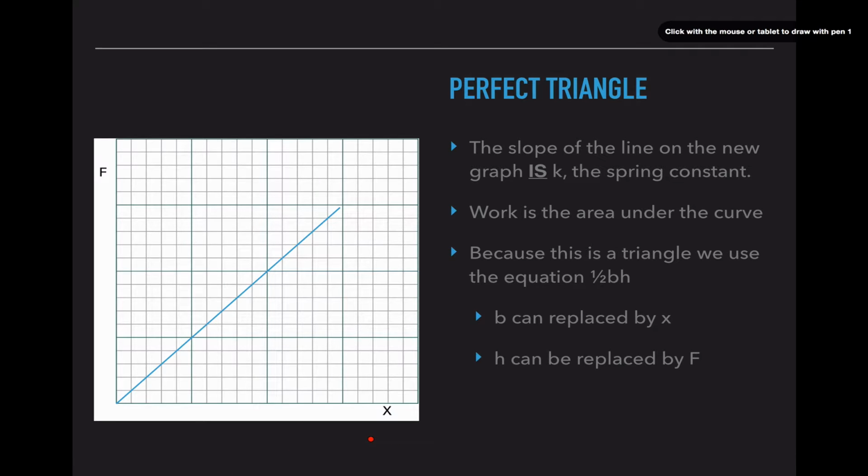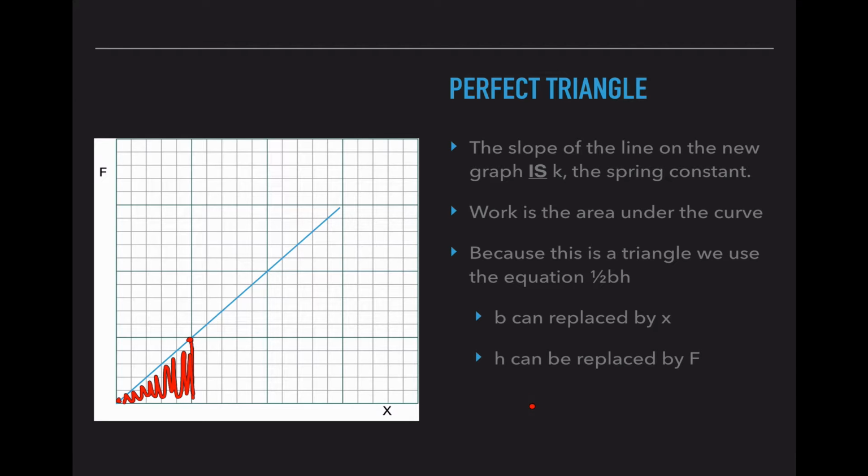And the slope of this line on this graph is the value of k, or the spring constant. So if you can calculate the rise over run, you can calculate the value of the spring constant. The work is defined as the area under the curve. So the amount of work done as you stretch that spring is the area underneath the curve. So the area under the curve is the work.